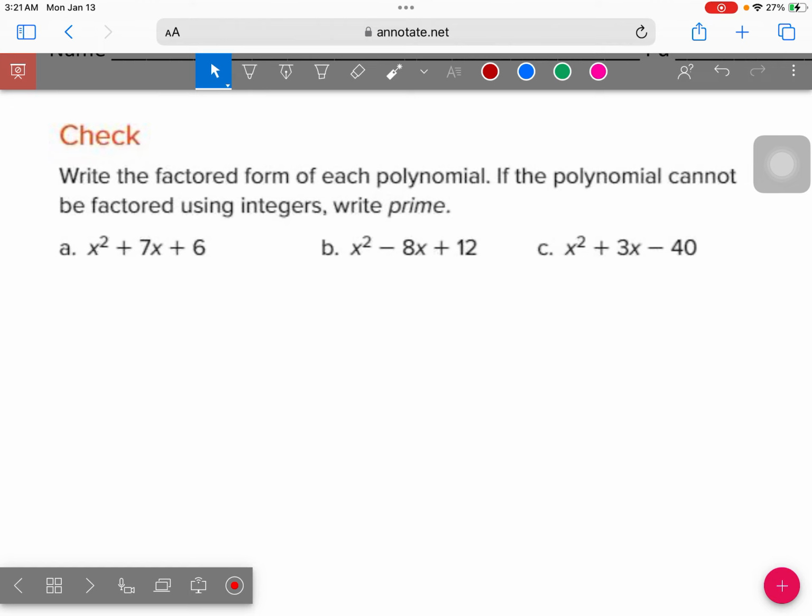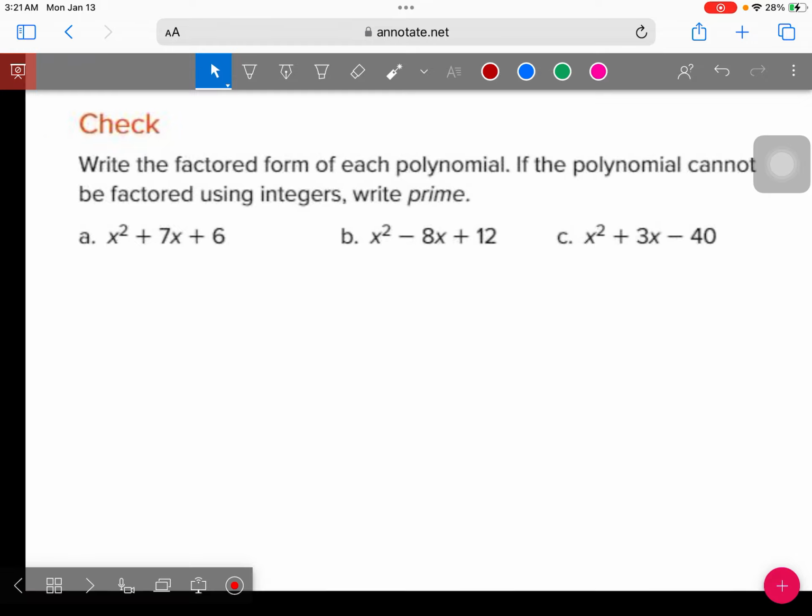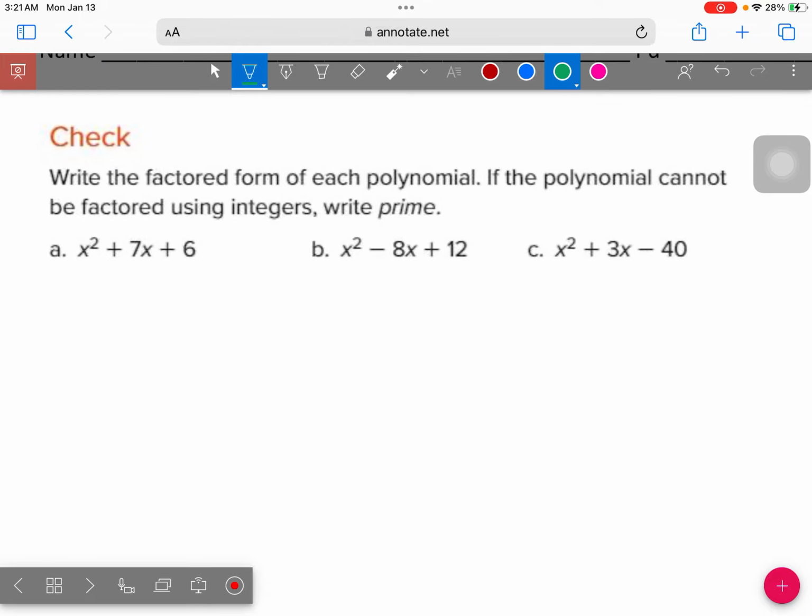Here we go in the check. So x squared plus 7x plus 6. Here are my paces, meaning: 1, do I have a greatest common factor? If you do, factor that out first. 2, difference of squares. And 3, x box for any trinomial.